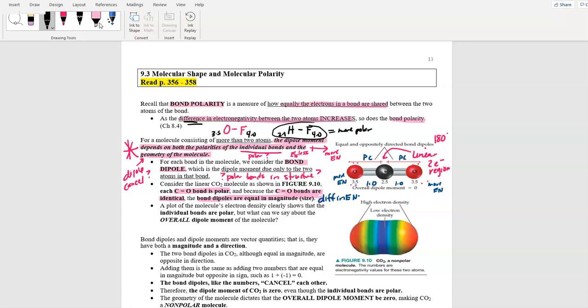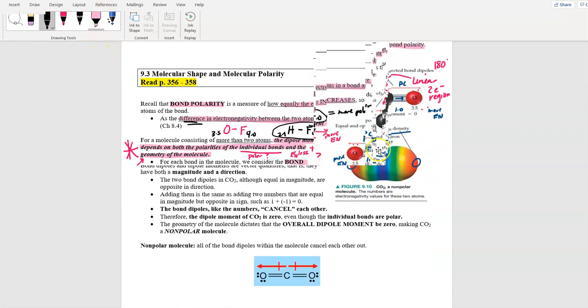So the plot of the molecule's electron density clearly shows that the individual bonds are polar, and that the overall dipole moment is going to cancel out. See, these red regions right here, these are the oxygens, and they have very high electron density on the outside compared to the carbon in the center. The carbon is very low, because those electrons are being pulled more towards the oxygen than the carbon. So the electronegativity values really make a difference. It's important that you understand not only how to use them, how to calculate it, and how to figure out if it's a dipole or not.